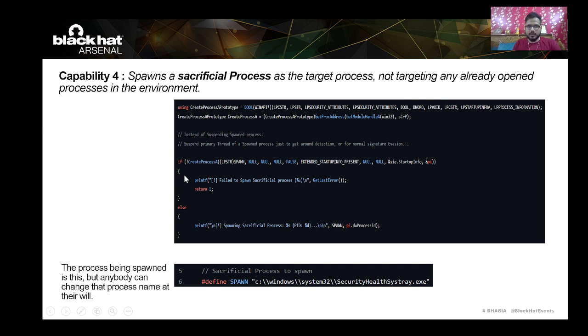So the capability 4, which is actually spawning a sacrificial process as the target process, you can see we are actually calling CreateProcessA using this Windows API to spawn our sacrificial target process. And the sacrificial target process is actually SecurityHealthHost. You can actually spawn whatever you want.